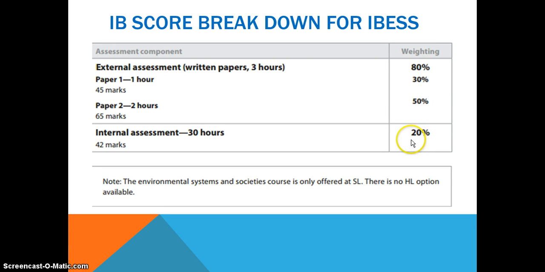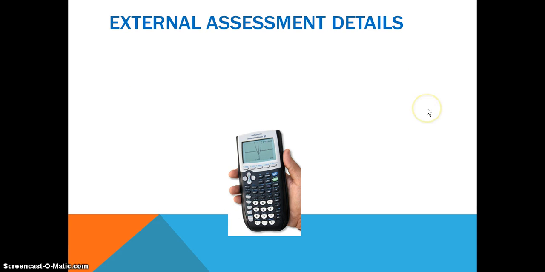Now look at the breakdown. There are 2 paper tests, paper 1 and paper 2. They're worth different amounts and they're also weighted differently. So paper 1 is shorter, paper 2 is longer, and it's worth more. Let's learn more about them in detail.